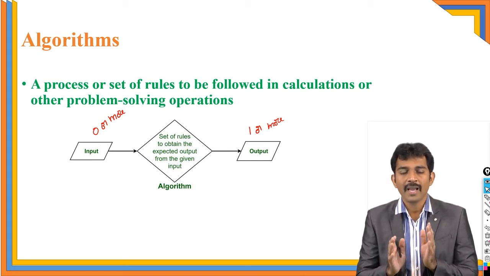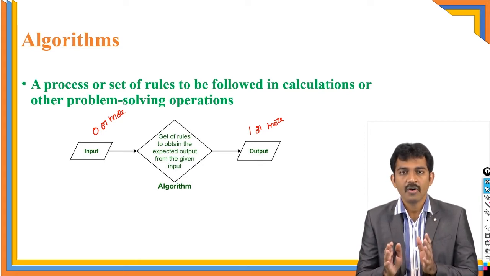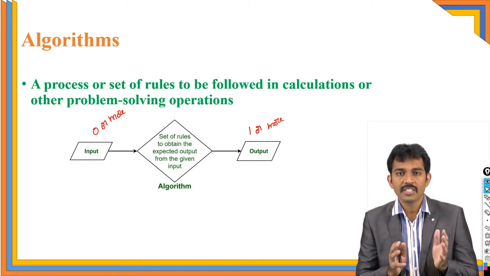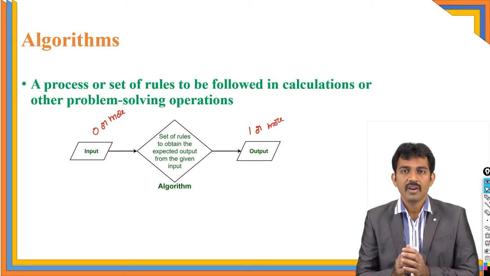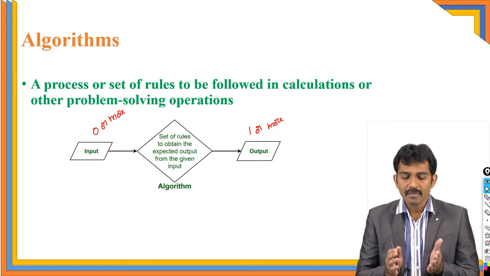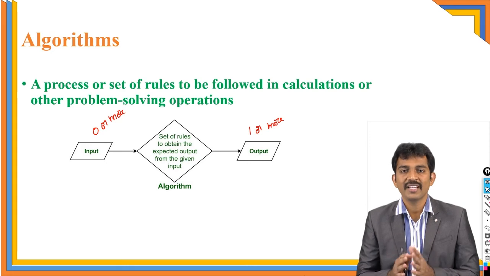Every activity or every problem has a set of rules, a set of steps to solve that particular problem, right? All these steps together are called an algorithm. And every algorithm contains 0 or more inputs and 1 or more outputs, right? In an algorithm, if you observe, it is a set of rules to obtain the expected output from the given input.